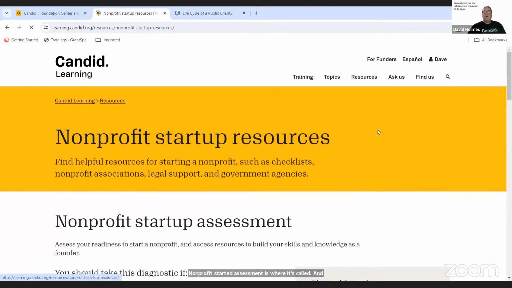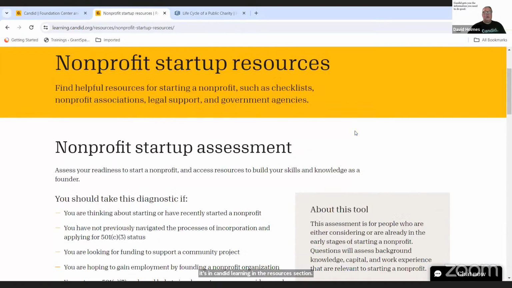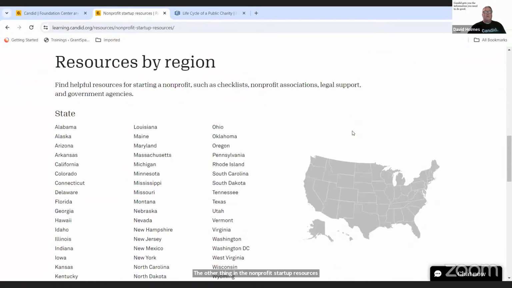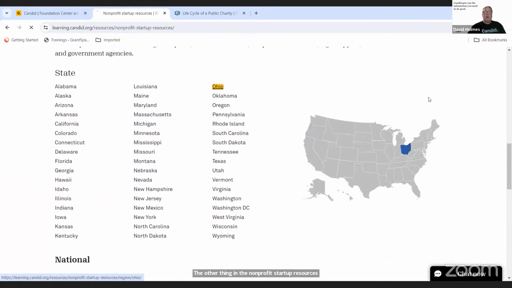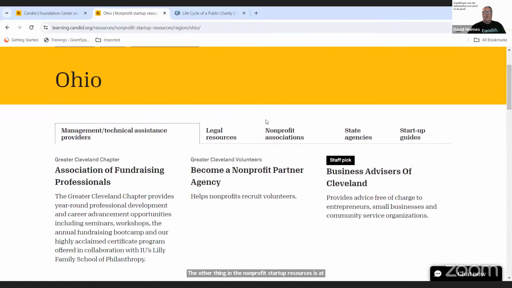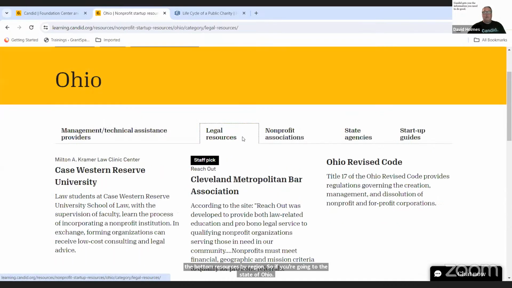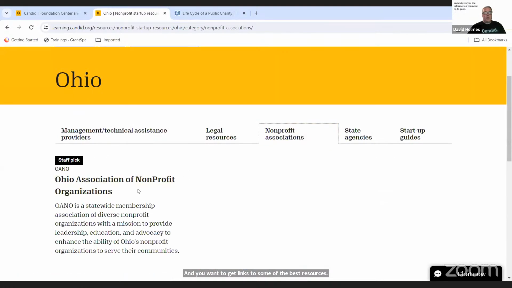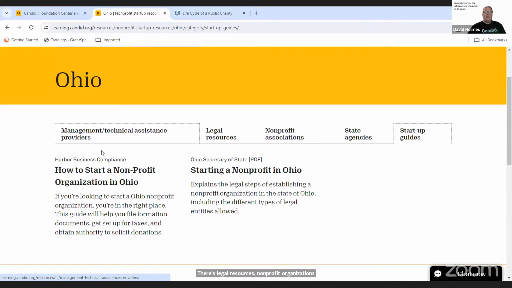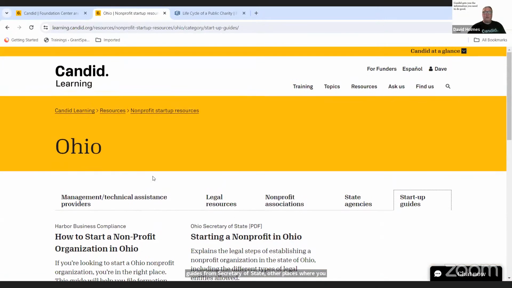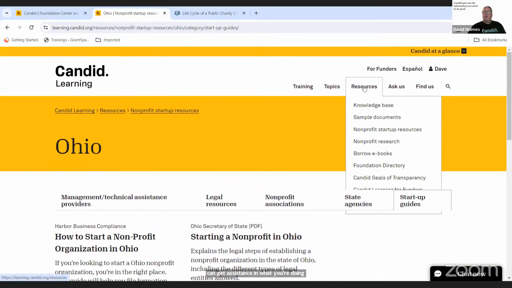The other thing in the nonprofit startup resources is at the bottom, resources by region. So if you're going to the state of Ohio and you want to get links to some of the best resources, there's legal resources, nonprofit organizations like Alano I mentioned. And then here at the end, startup guides, including the guides from the Secretary of State, other places where you can get assistance in what you're doing. This is all in the resources section and the nonprofit startup resources.